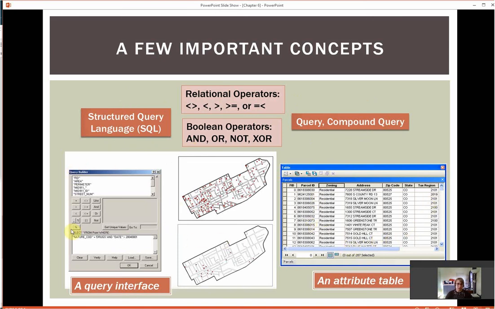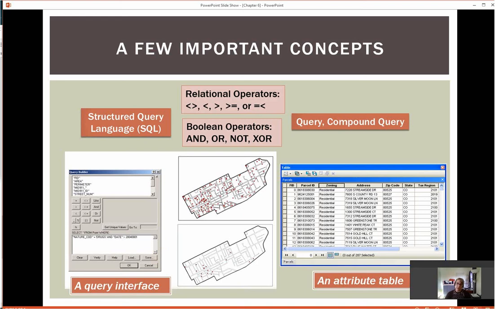Now over here is what the query interface looks like. So when you go through your exercises in this week's lab, you'll be working with this window. And you can see here we have our relational operators, we have our Boolean operators, and this is where we set up our SQL. So it's, again, quite logical. It's quite interesting. I think it helps to prepare the way for some deeper analysis.